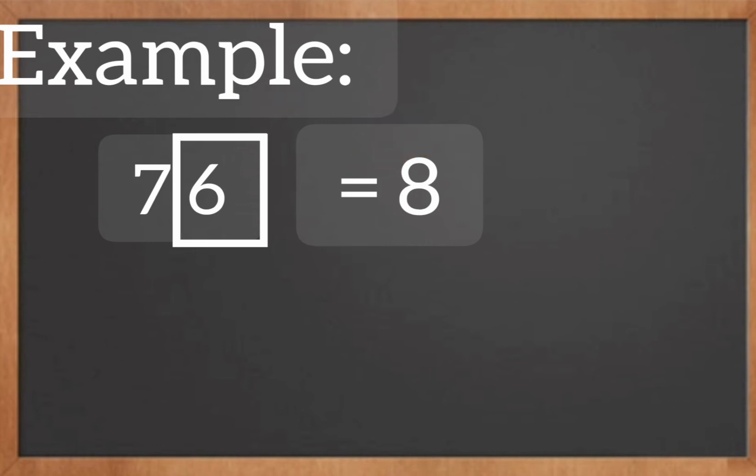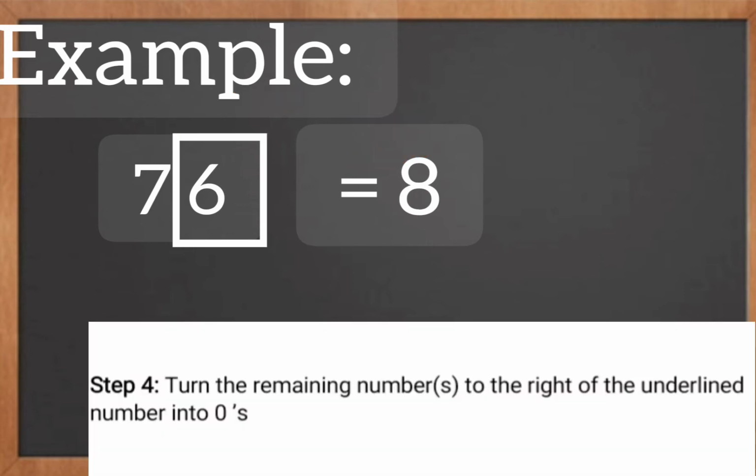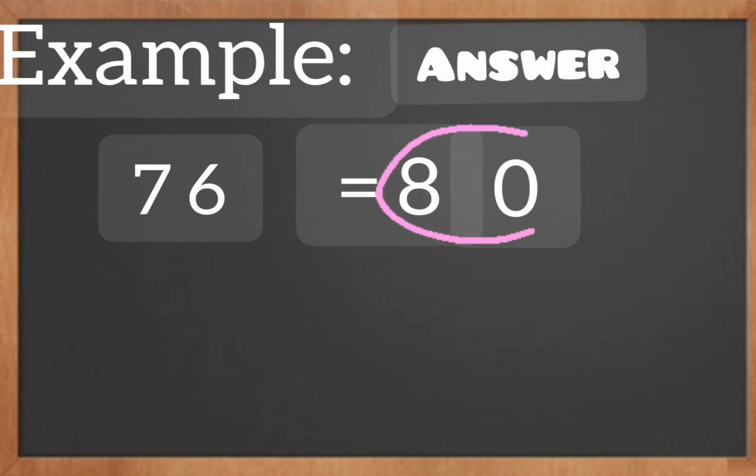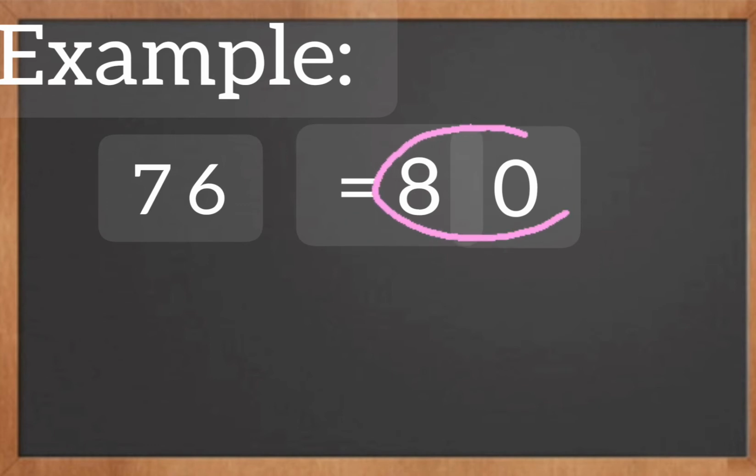Step 4. Turn the remaining numbers to the right of the underlined number into zeros. So the underlined number was 7, right? We turn that to 8 because we round up. So now the remaining number to the right is 6. So we are going to turn that 6 into 0. And we are going to get 80. And that is our answer. So when we round off 76 to the nearest tens, our answer is 80.